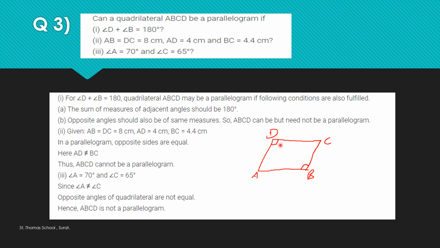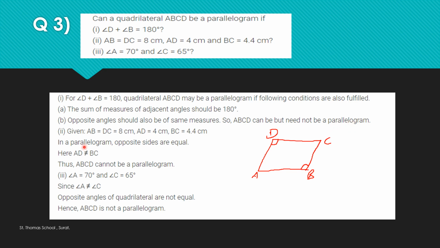So here they are given angle D and angle B, that is, opposite angles. We have studied that opposite angles should be equal, right? And the second condition is that opposite angles should also be the same measure. So ABCD can be but may not be a parallelogram. This sum is 180 degrees, so there is a chance each angle is equal. That means the sum is 180 degrees, so each angle is 90 plus 90. So there is a chance. We can say ABCD can be a parallelogram but need not be a parallelogram.